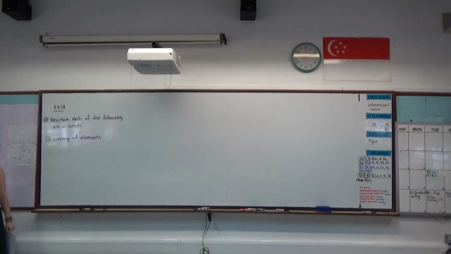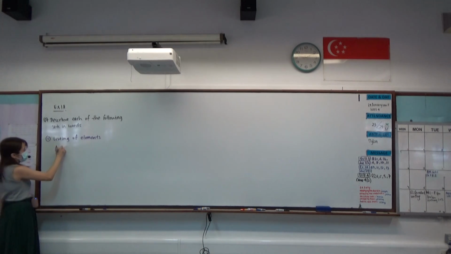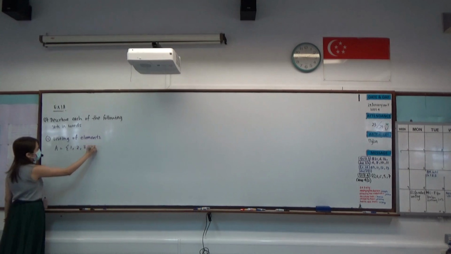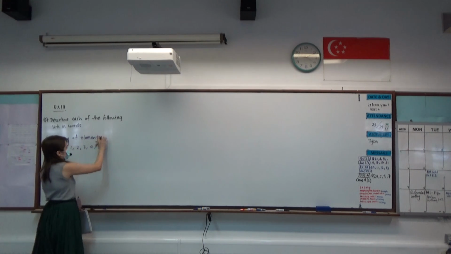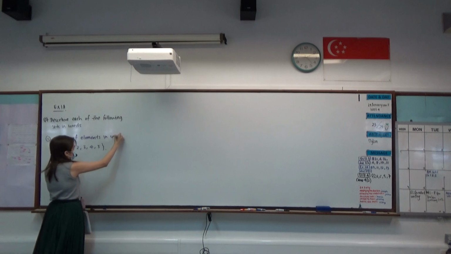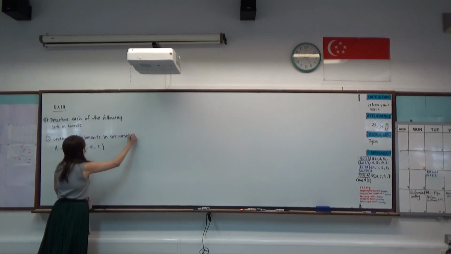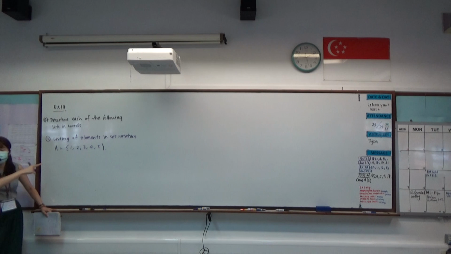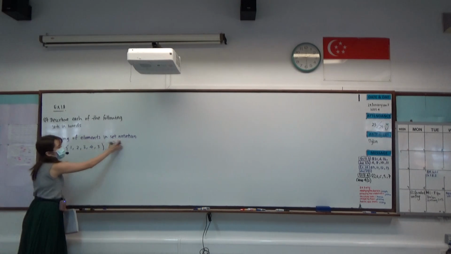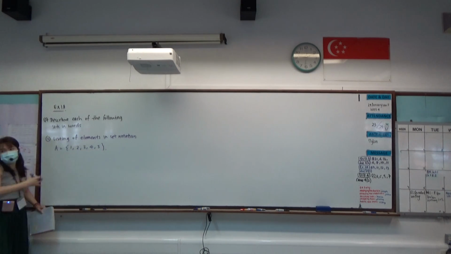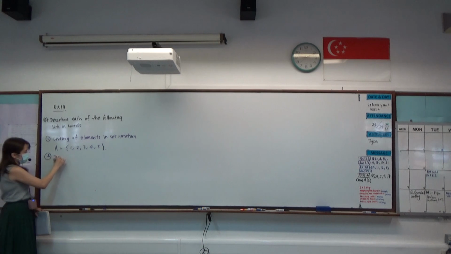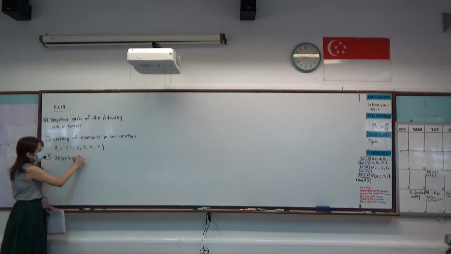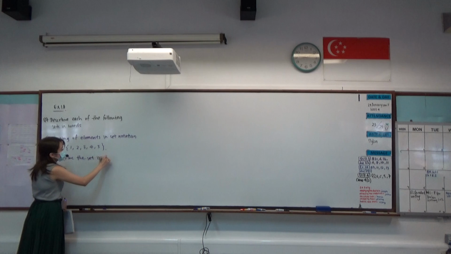Okay, so when they say listing of elements, that means, for example, A equals 1, 2, 3, 4, 5. This is what we call listing of elements in set notation. Typically, when they ask for listing of elements, they may not use the words in set notation because this is the only way to list the elements. Then another way that they would ask will be to describe the set in set notation.